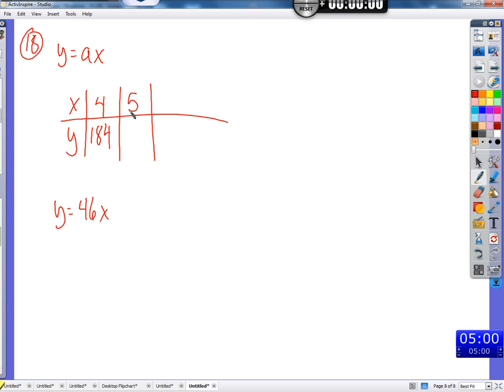What's 5 times 46? 230. What is it supposed to be? 460. It's supposed to get 460, and it didn't work. So the same constant does not work even for these two pieces of data. So no, it's not direct variation. It didn't work. Okay. Next.